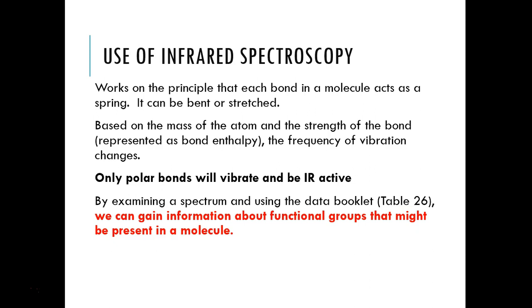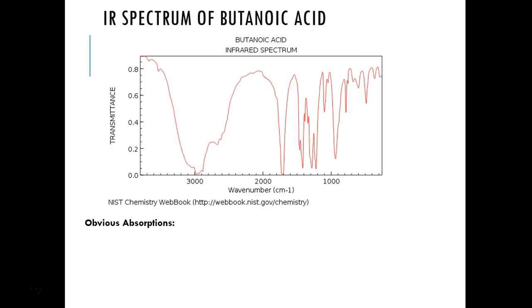So by examining the spectrum and using the data booklet, table 26, we can get information about the functional groups that might be present in the molecule. Okay, so this is an example. This is the IR spectrum of butanoic acid. When we're looking at this, there's a lot of noise in this spectrum. We're going to see a ton of little peaks, but what we really want to focus in on are the really strong big peaks. So when I look at this, I see that there are 2 really obvious absorptions.